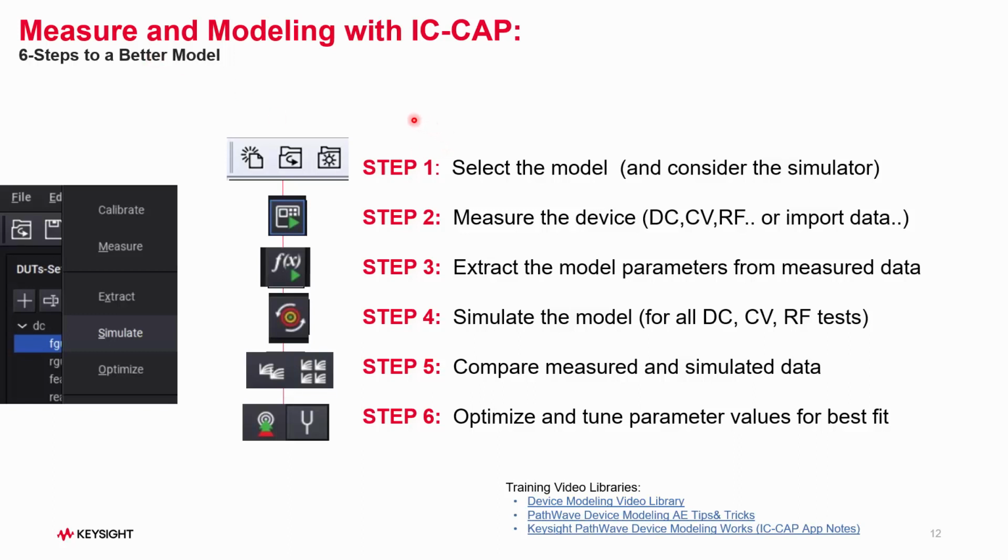But seriously, IceCap comes down to 6 key steps. You choose the model, step 1. You measure the DC, CV, RF, you extract the model parameters, you simulate, you compare the measured and simulated data, you tune and optimize. And that's the basics. And you can do all this very seamlessly in the new user interface by right mouse button clicking and selecting what you want to do.